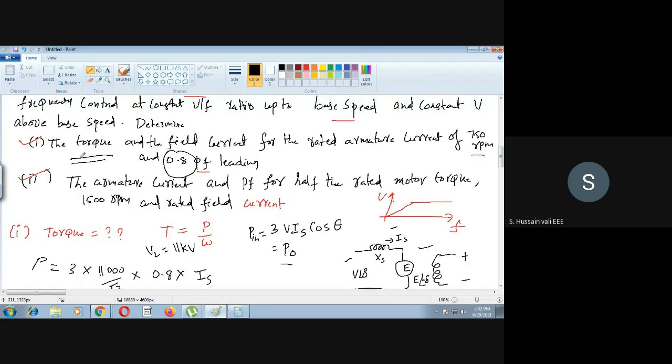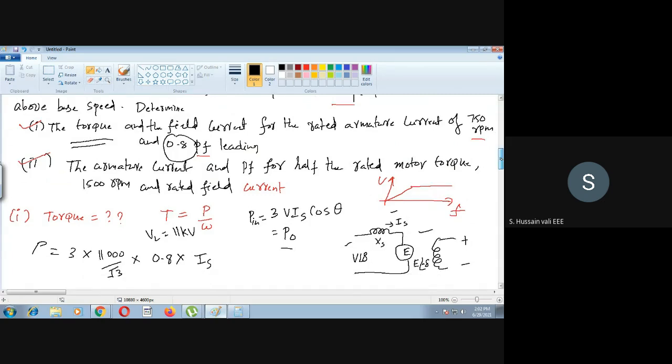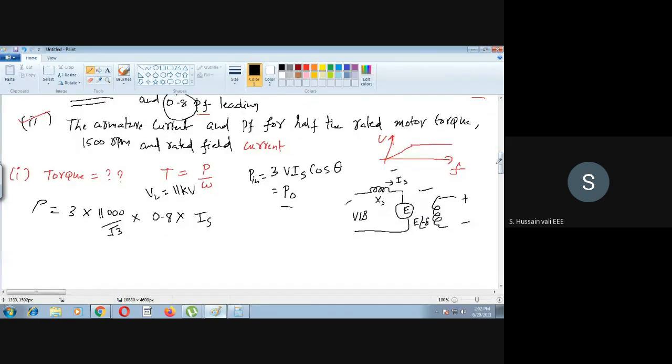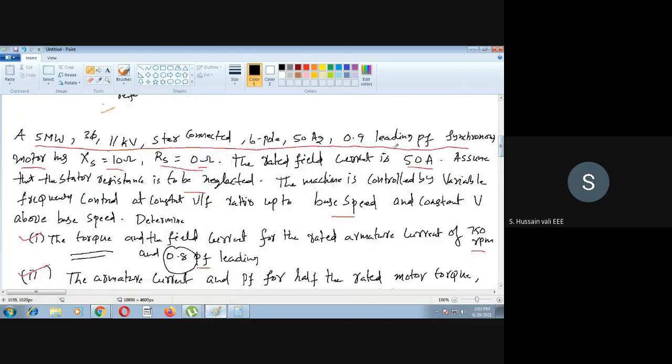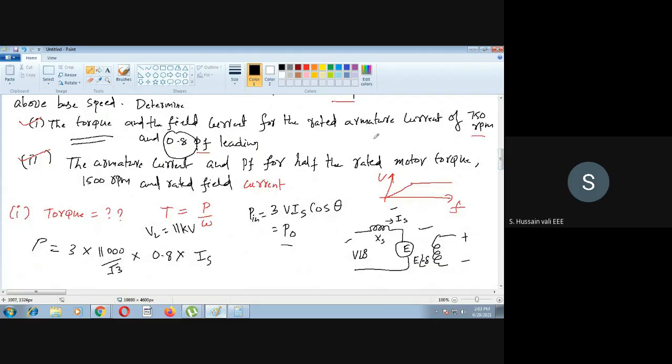I understand why you are asking this, because these are the rated values of the motor. But you have to solve the problem for 750 rpm, for 0.8 power factor leading, and with the armature current rated. For these three cases you have to find out the problem. That's the reason I put cos theta as 0.8. Then you have to find out the IS value, and we have to find out this value now.